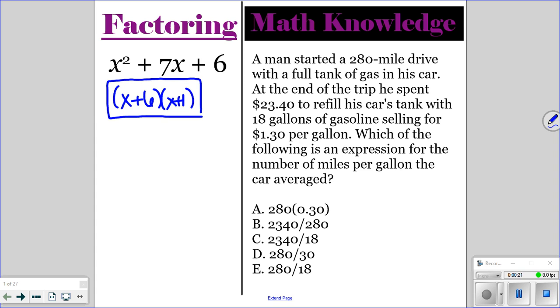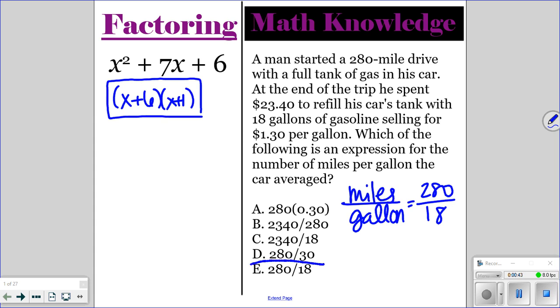Okay. For the math knowledge question, they give you extra information. All it asks for is an expression for the number of miles per gallon that the car averaged. So, miles per gallon. The number of miles that they drove, 280. The number of gallons that they used, 18. And so 280 over 18 is the miles per gallon that they averaged. The money amount was just extra to throw you off. So that would be the answer you would want to pick.